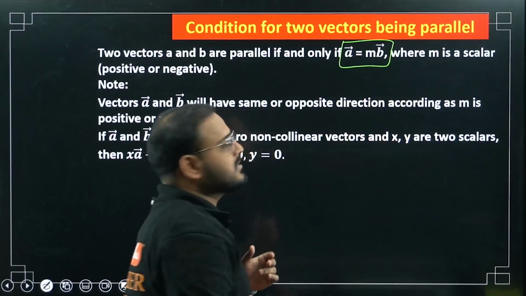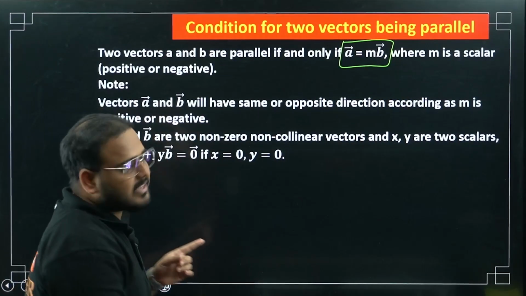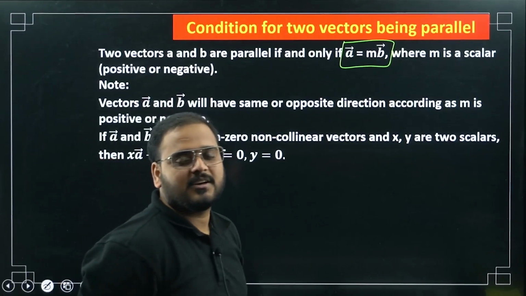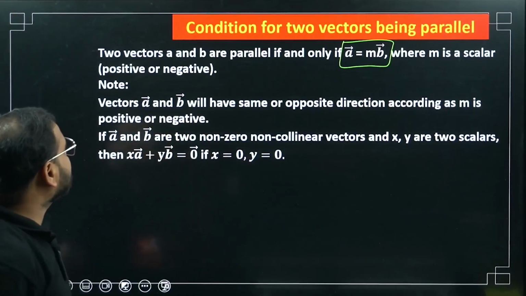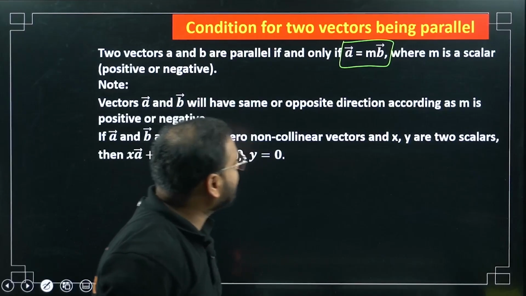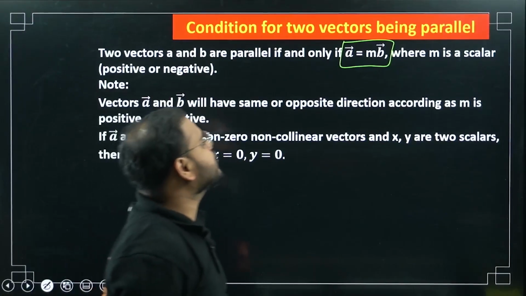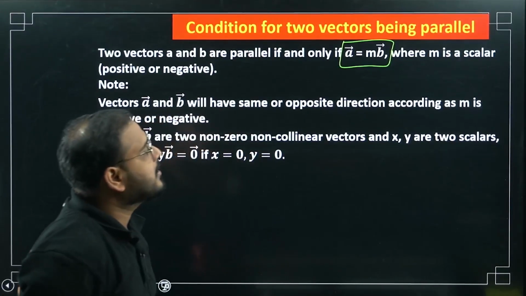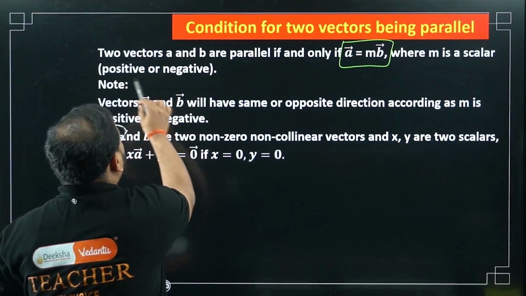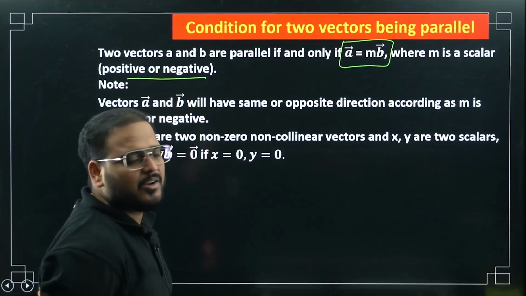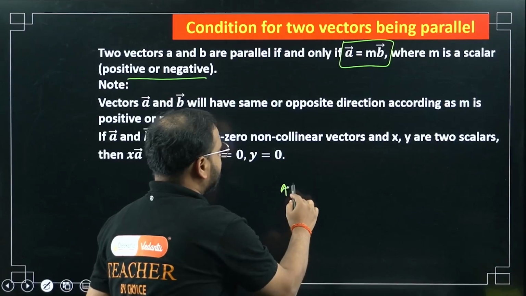Do you remember this? It was also the case for collinear vectors, right? Two vectors a and b are parallel if and only if vector a equals m times vector b, where m is a scalar, whether positive or negative. Even the same case was there. We wrote it right now.